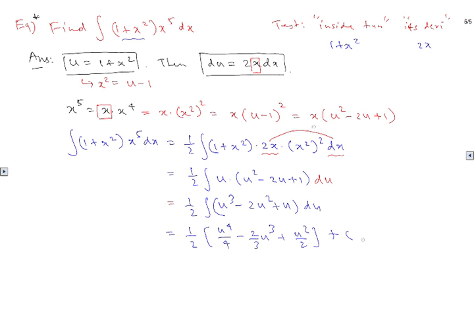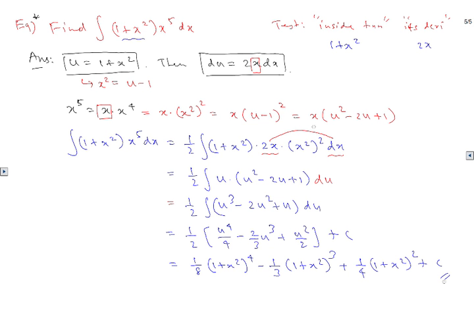Now you substitute back in u. If you do that, you get 1/8 times (1 plus x squared) to the 4th power, minus 1/3 times (1 plus x squared) to the 3rd power, plus 1/4 times (1 plus x squared), plus C. That's the answer. And you can see that for this problem, you really don't want to do it this way.